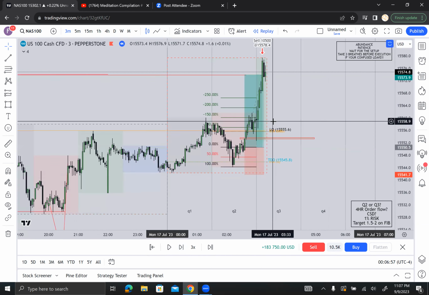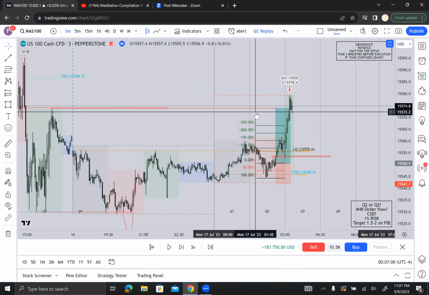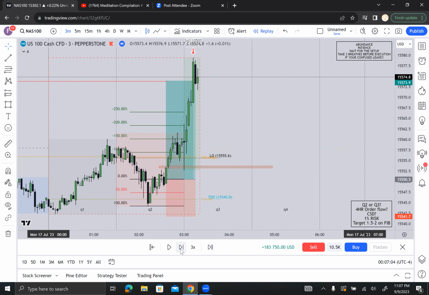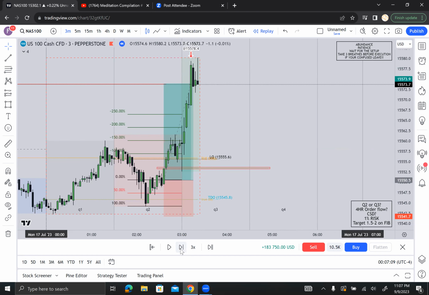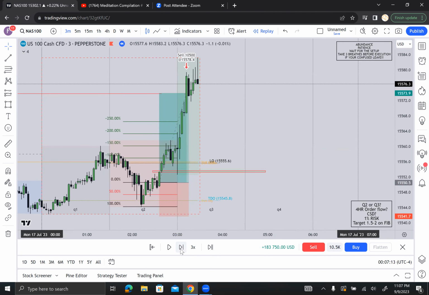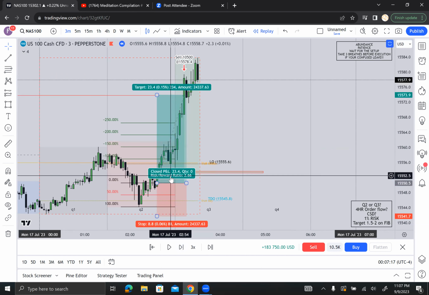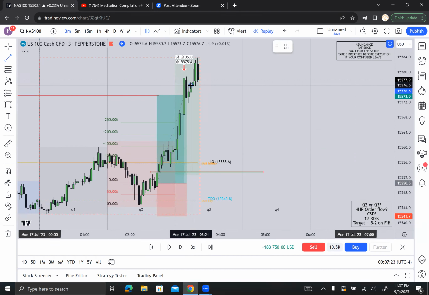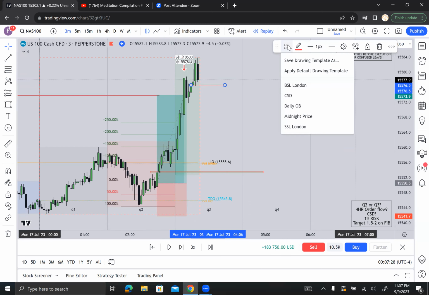Okay, so now let's see. So now we're above our area of interest. Okay. I'm expecting it to respect the hourly CSD. Okay. So boom, swept high. I'm looking for 1, 2. Yeah. Looking to break underneath here. And that will turn this into CSD.